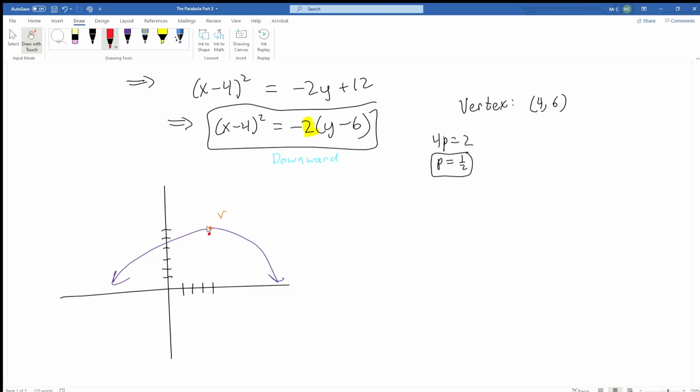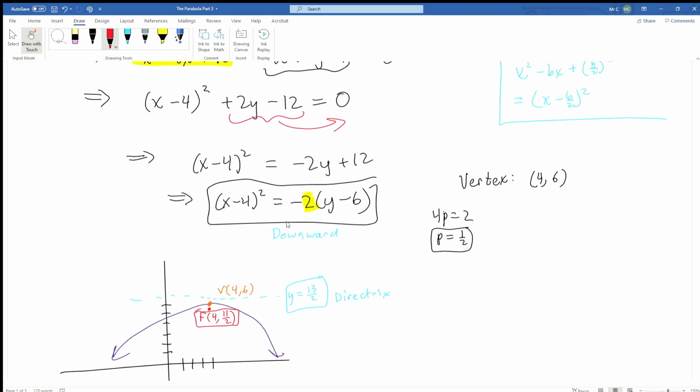that puts our focus right here. So our vertex was 4, 6. So our focus is shifted down by 1/2. So our focus would be 4 and 5.5, or in other words, 11/2. And our directrix should be right above. And we've gone up just slightly by 1/2. So this should be y equals 6.5, or in other words, 13/2. So that's our directrix. This is our focus.